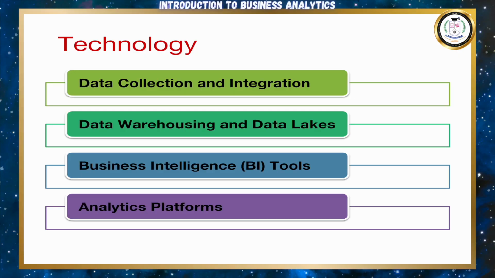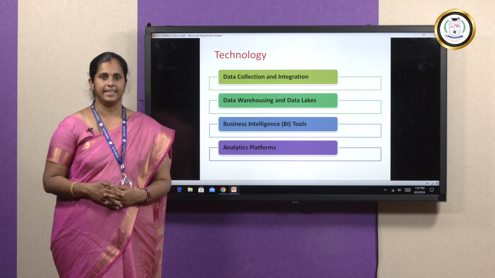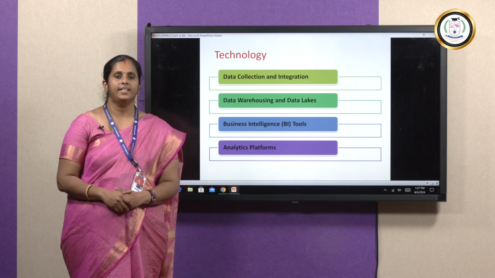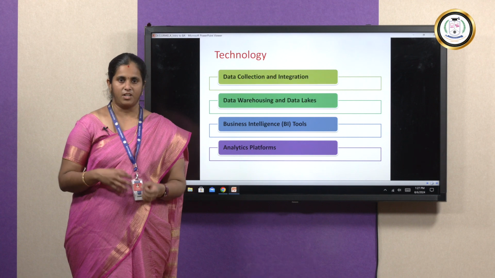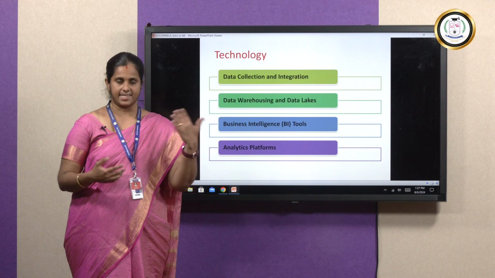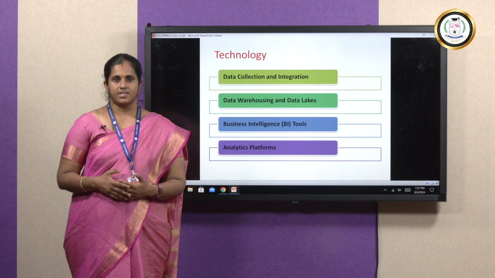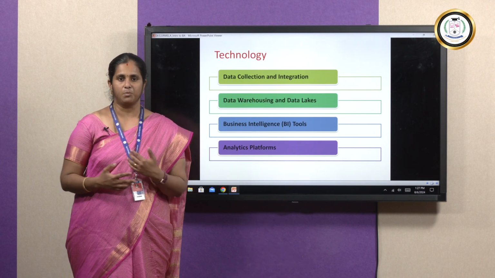The second one is the technology component. In this one, we have 4 subcomponents, starting with data collection and integration, then data warehousing and data lake. The third one is the BI tool, and the last one is the analytics platform. So the first one is data collection and integration. As I said earlier, I'm going to collect the data from different sources, be it external or internal. It can be a transaction database or a spreadsheet or any external or internal database or even CRM systems or any sensor devices or any IoT device type of data that I'm going to collect.